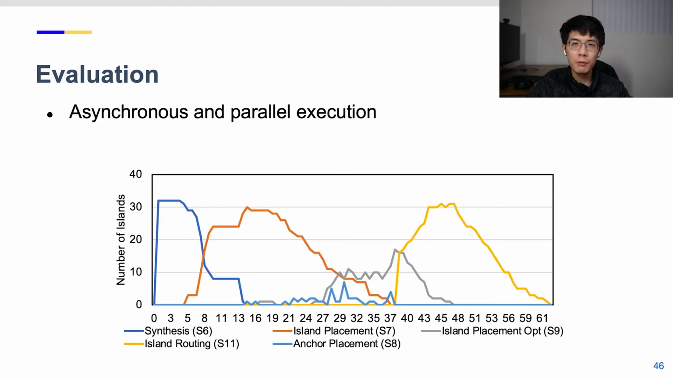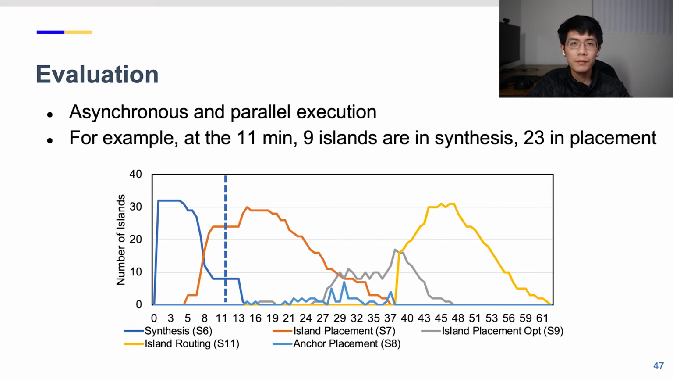RapidStream schedules the individual tasks asynchronously. For example, in this figure, we can see that at the 11th minute, there are 9 islands that are still in synthesis, while 23 islands are already in placement.